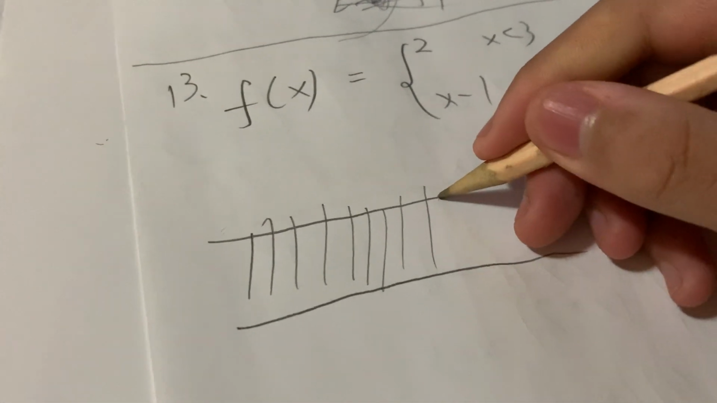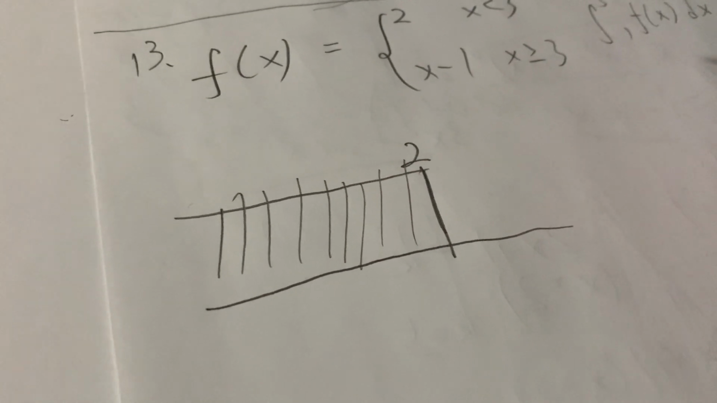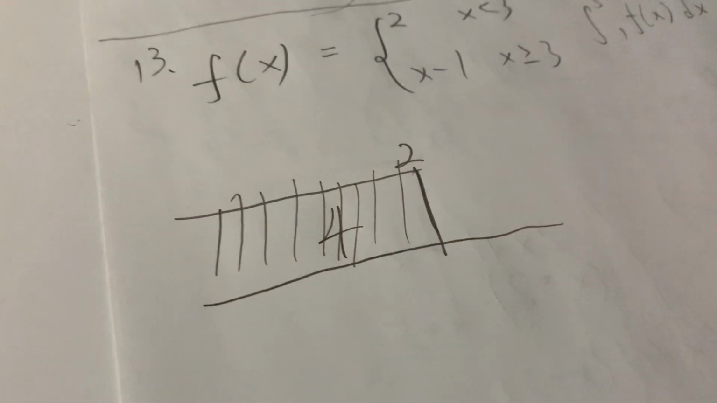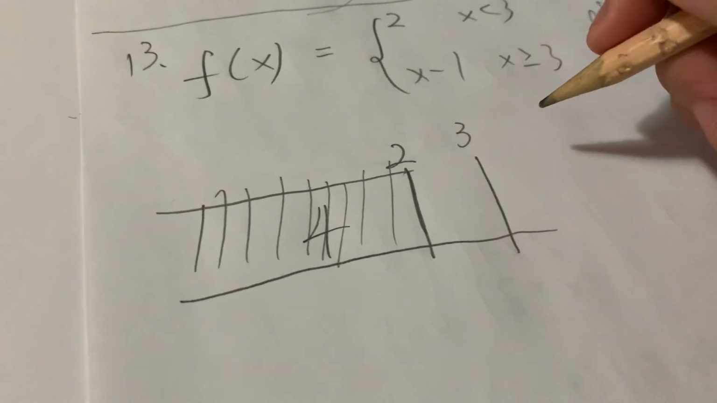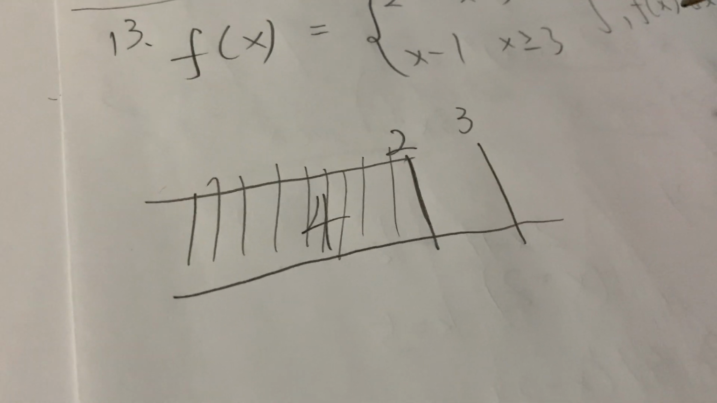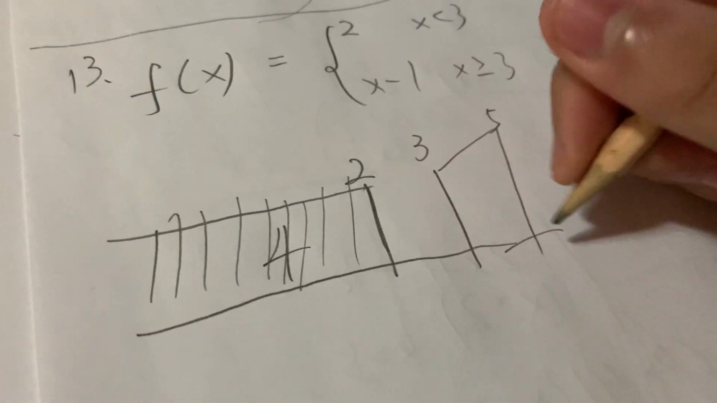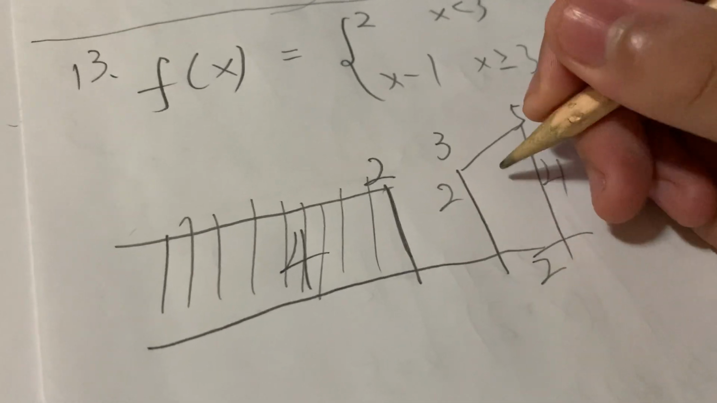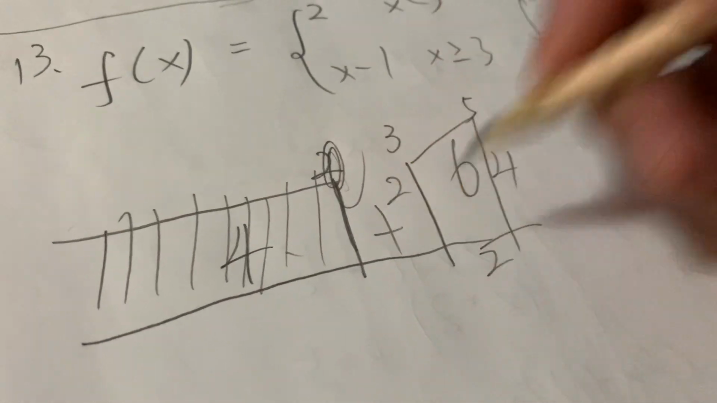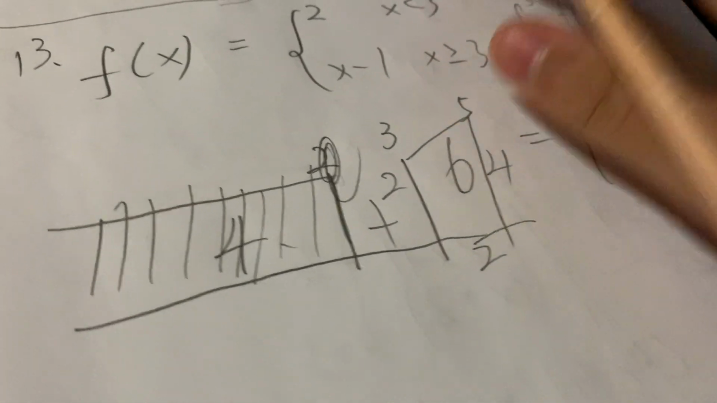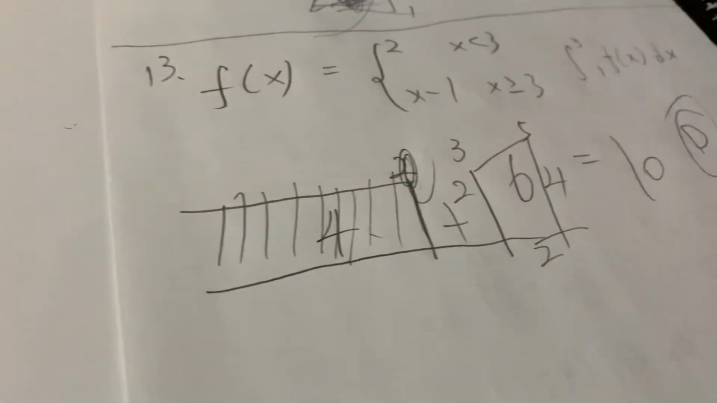So the area for x less than 3 is equal to 4. When it is larger than or equal to 3, which is 3 to 5, it starts from 2 and ends at 4, which has the value of 6. Now we connect both parts together, which is 4 plus 6 is 10. So 13 has the answer of 10, which refers to D.